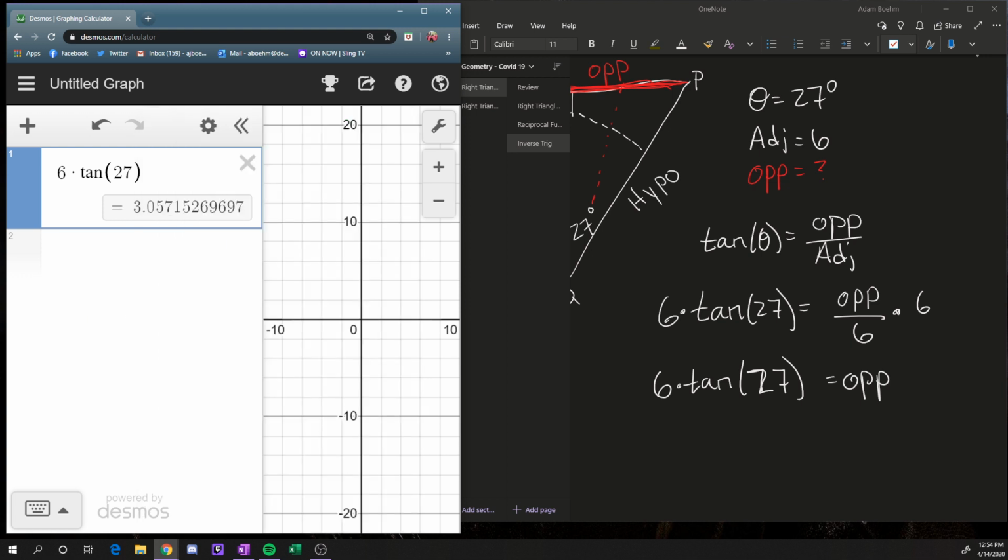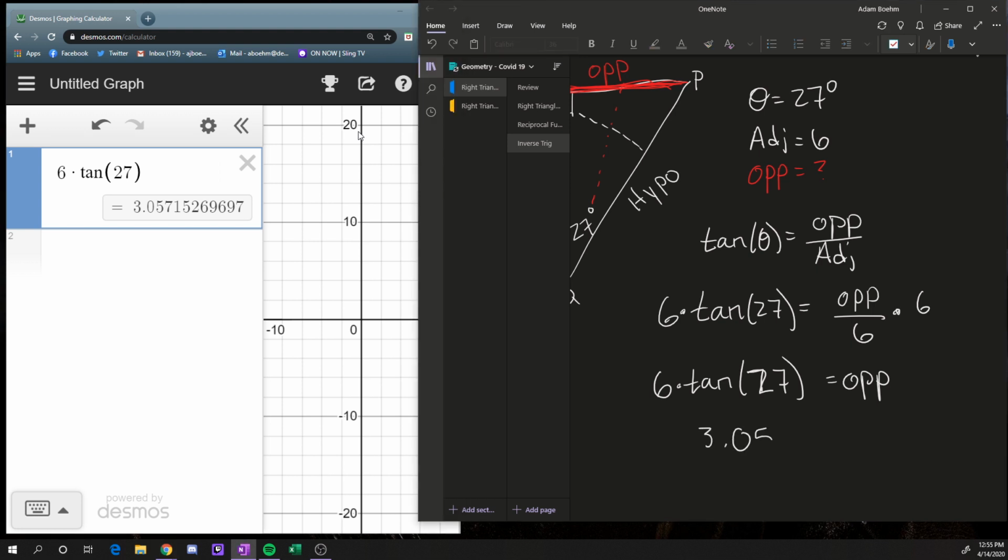Okay, and in IXL it says to round to the nearest tenth. So we get 3.05715 and so on. Okay, but we want to just round it to the tenth. So this ends up being 3.1, and then we're done.